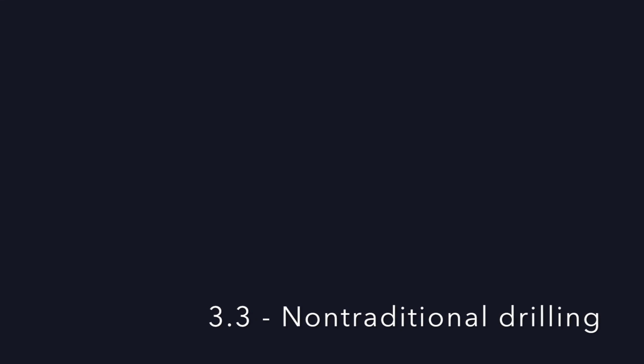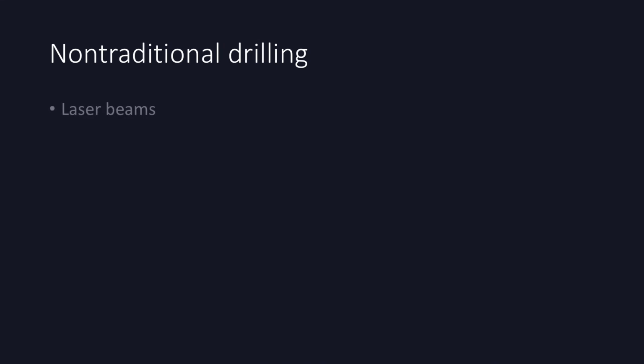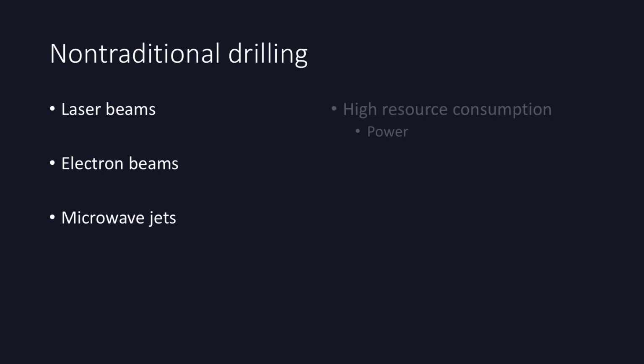The term non-traditional drilling comprises, among others, methods that use laser beams, electron beams, or microwave jets to reach the subsurface of a body. These methods to gain samples are generally associated with a high resource consumption. For example, the power that has to be accumulated is about 3 to 5 times higher than that in traditional methods. The power which is used is typically a rare resource on extraterrestrial bodies. Therefore, these forms of drilling are marked with a non-negligible disadvantage.